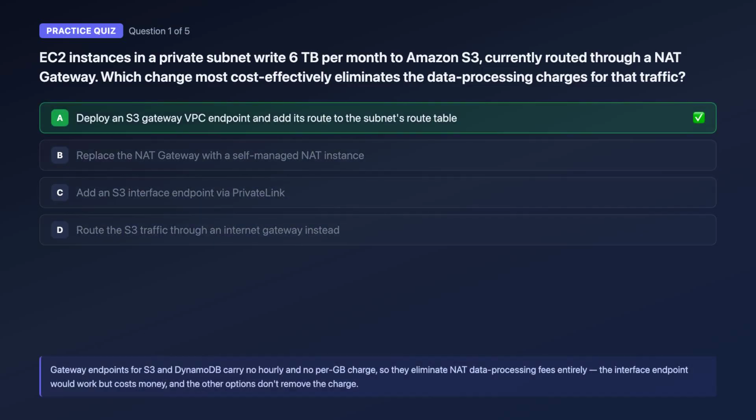The right call here is A. A gateway endpoint for S3 carries no hourly charge and no per gigabyte charge, so it wipes out the NAT data processing fee entirely. The interface endpoint in option C would technically work, but it costs money. The gateway endpoint is free and higher performing, so it's always the better answer for S3 or DynamoDB.